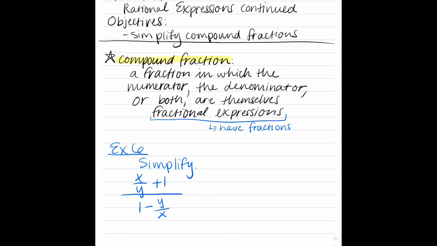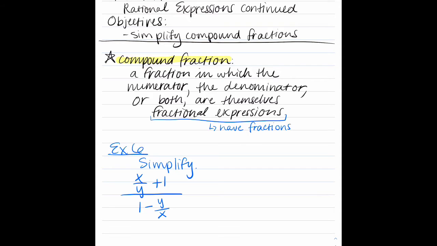So if we look at example 6, we will see that we have to simplify a compound fraction down there. And you'll see that there's a fraction in the numerator and there's a fraction in the denominator. So that makes it a compound fraction. So there's a couple different ways to simplify, and we'll be doing a couple different examples today.